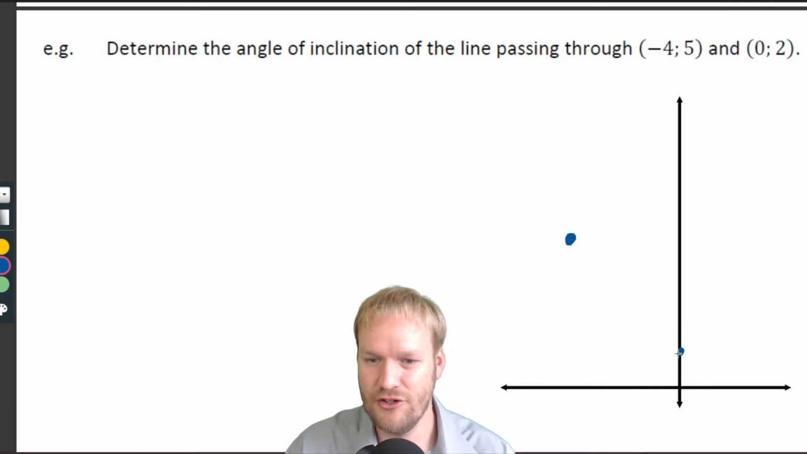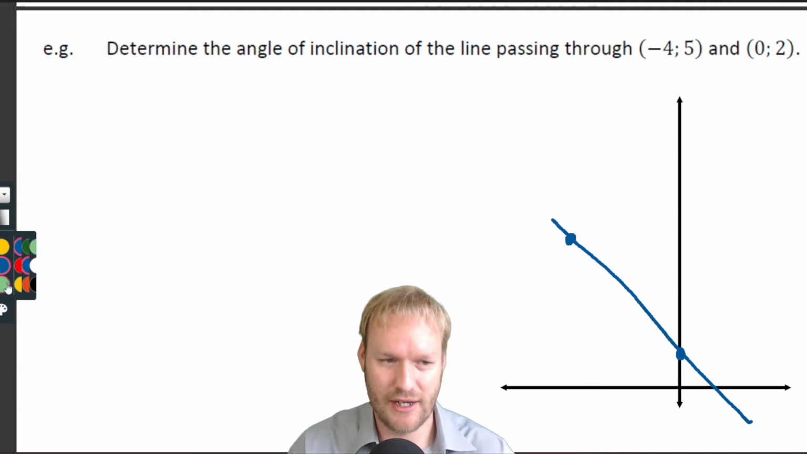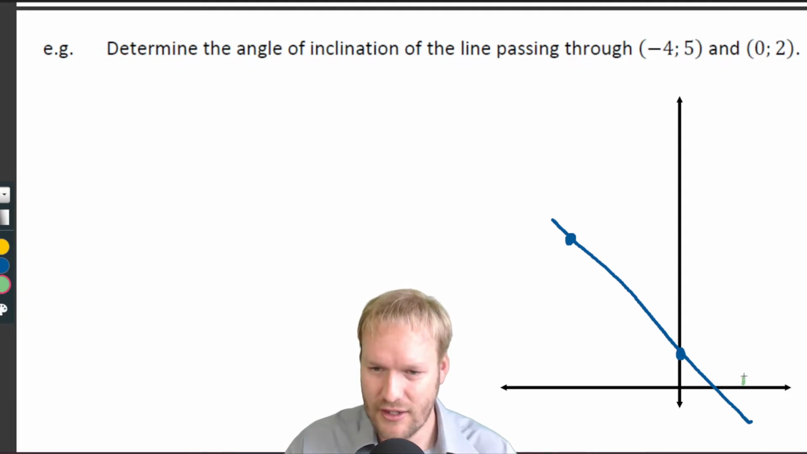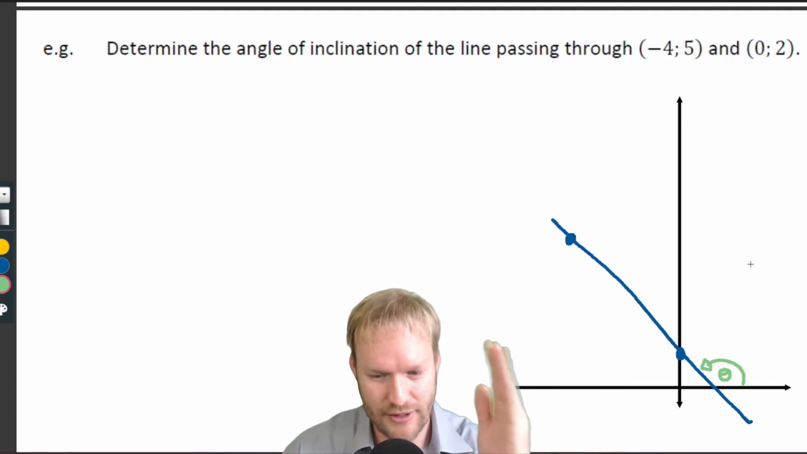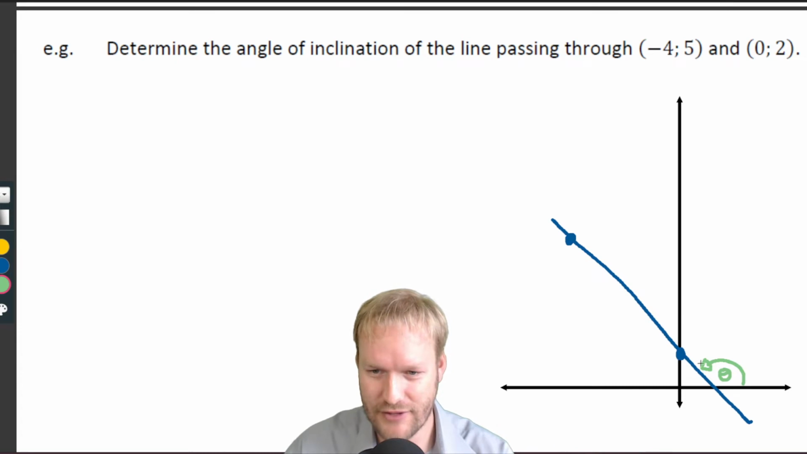And 0, 2, somewhere like that. So it's the line passing through those 2 points. We may as well keep it going. And our angle of inclination is this obtuse angle over here. And that's our angle. It needs to go all the way from the positive x-axis.